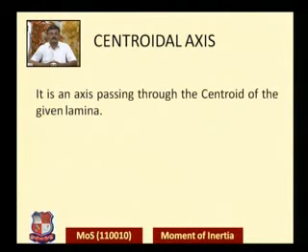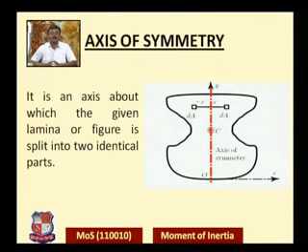Next one is the centroidal axis. The word centroid means it is an axis passing through the centroid of the given area. And the third one is the axis of symmetry. Basically, this is an axis which divides the given lamina or the area into two identical parts. As you can easily observe from the figure, the red vertical dotted line is the axis of symmetry, which divides this given lamina into two identical parts.